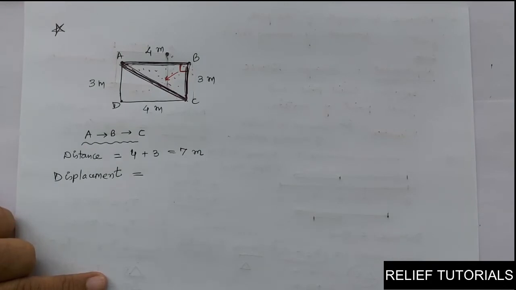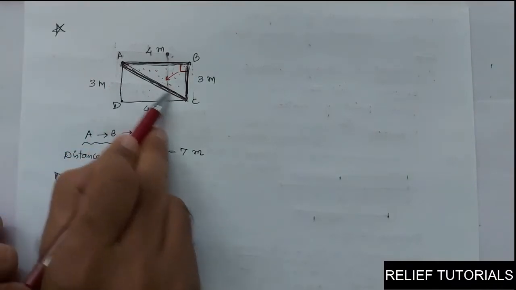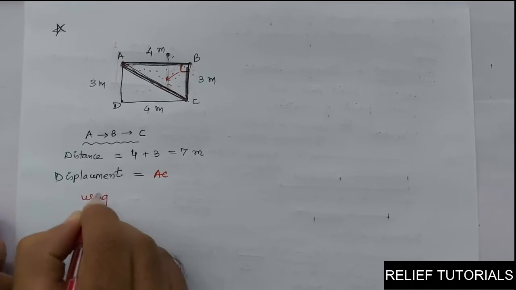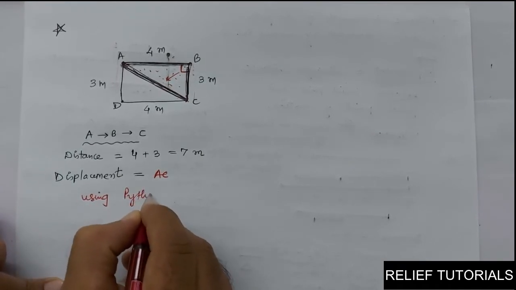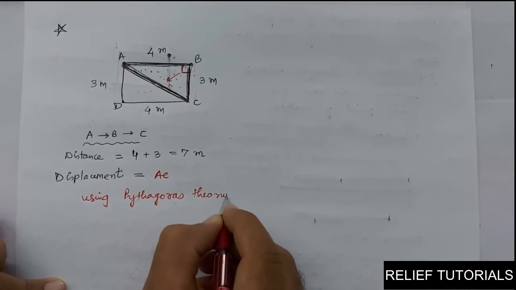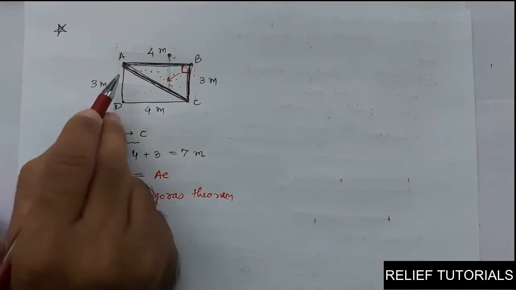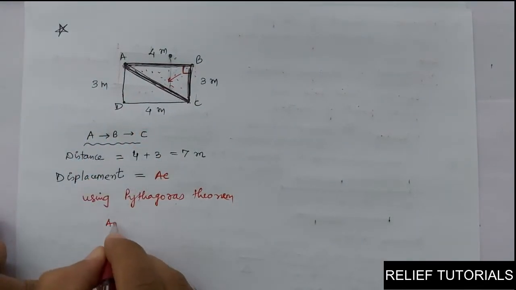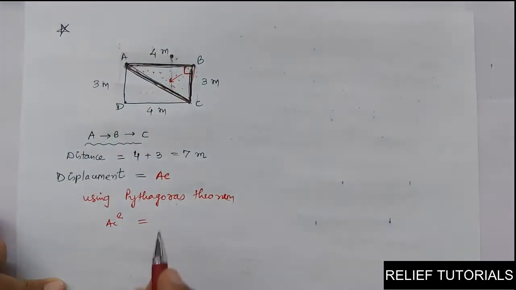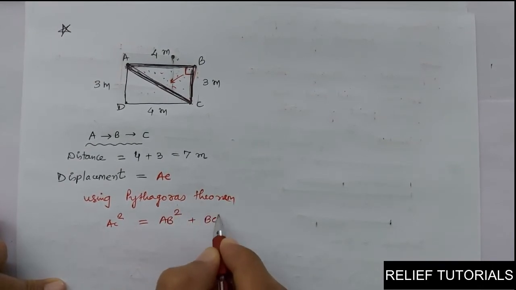So according to Pythagoras theorem, displacement here means AC. Then how can we find AC? Using the Pythagoras theorem formula, what is that formula? Hypotenuse square, that means AC square, is equals to AB square plus BC square. I think you are well aware of this formula.